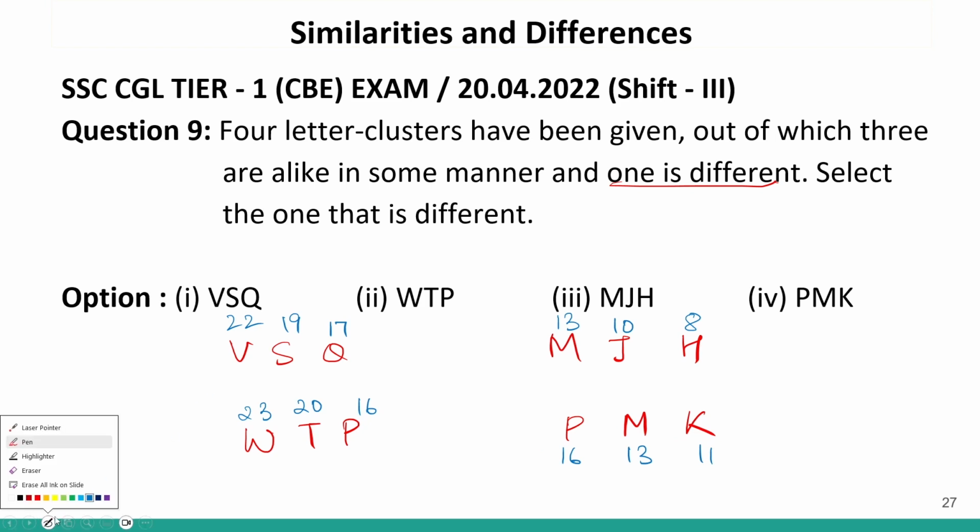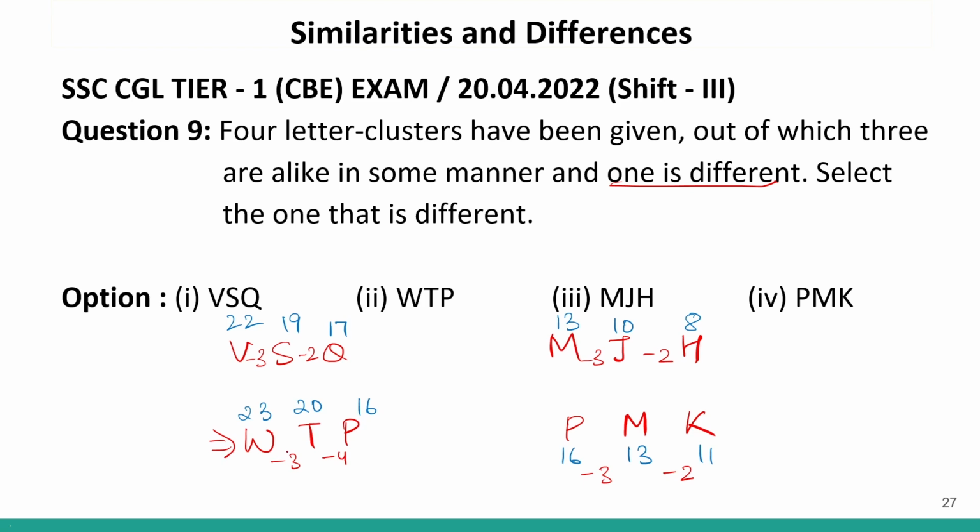So if I look at these terms, I can see there's a -3 and -2. Correct? Over here -3, -2. Over here also -3, -2. In this term we have -3 and -4. So only in this word, that is WTP, there's a different logic. So in all of these three terms, 1, 2 and 3 terms, the logic was -3 and -2. Only in this term, which is WTP, we followed a different logic. Hence our answer will be option number 4, W, T and P.